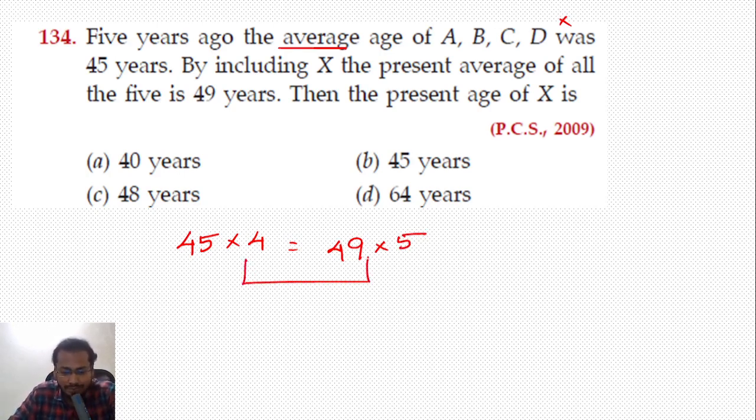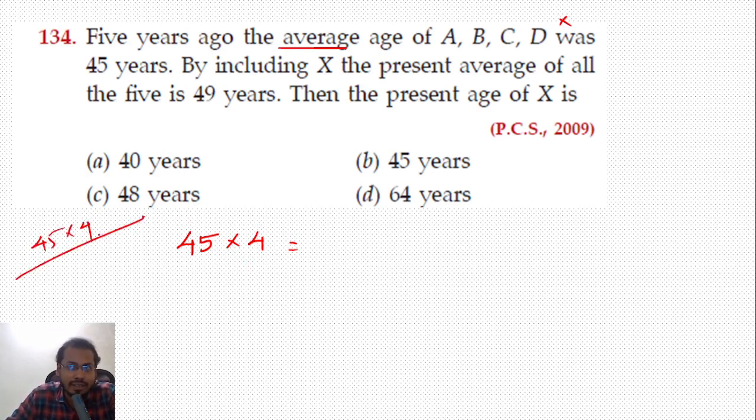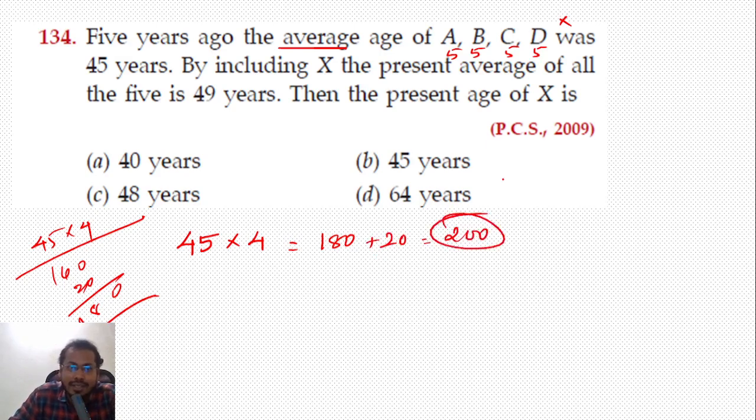Oh, 5 years ago. Sorry. There is one more thing I left. This is 5 years ago. So first I need to do one thing. 45 times 4. 45 into 4 is what? 180. Okay, this is 5 years ago. But now I need to add 5 for A, 5 for B, 5 for C, 5 for D. So 20 plus 180, that is equal to 200.